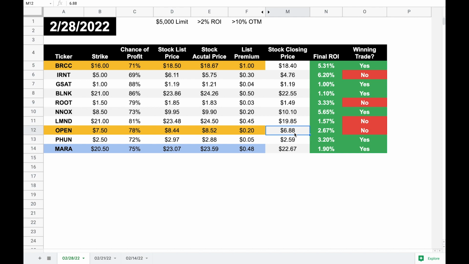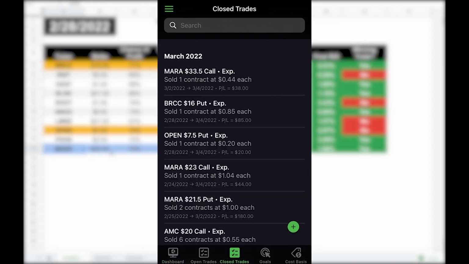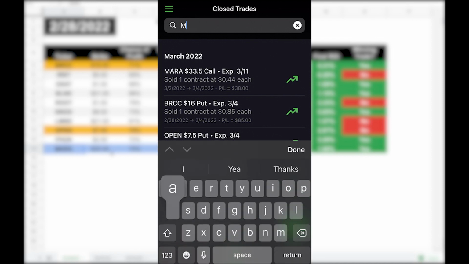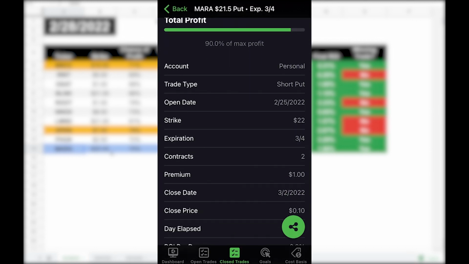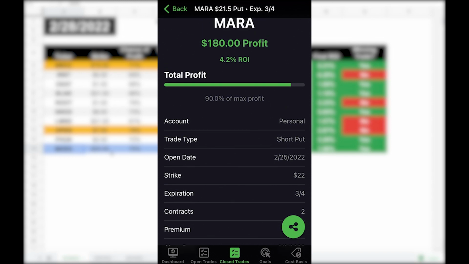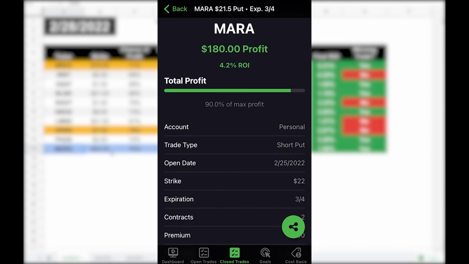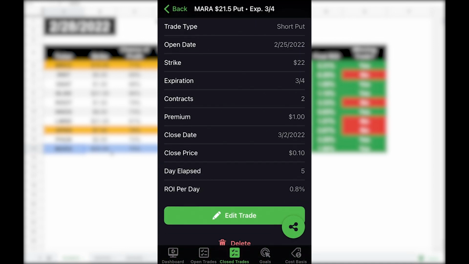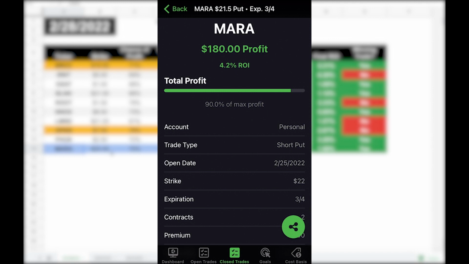Mara, as I mentioned, it's in blue because I actually traded, I think it was the 2150. Let me check really quickly. So this is my Trade 5 app. I've mentioned this previously on the channel. There's a link down in the description. But if we look up Mara, and I believe I did the 2150 right here, and I sold 2 puts on this at 2150, and I received $180 in profit. And you can see I exited at 90% max profit. So I sold it for $1 and I closed it for 10 cents. Again, 2 contracts, $180 in total profit.